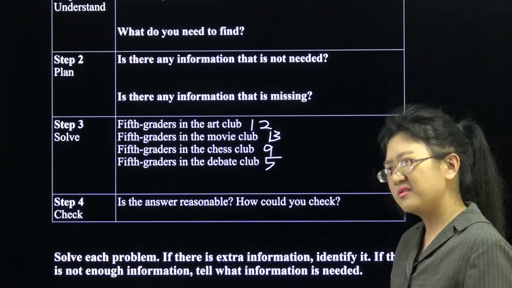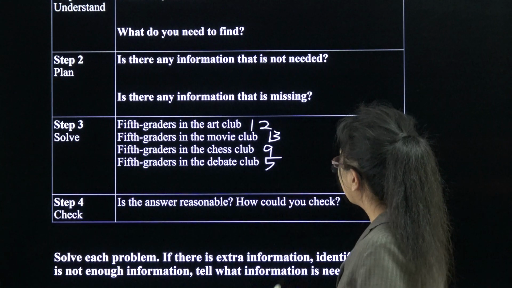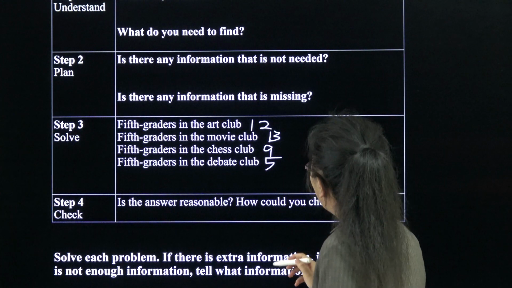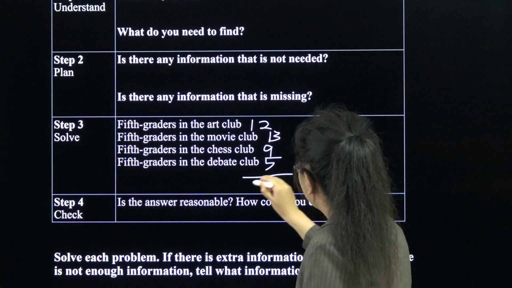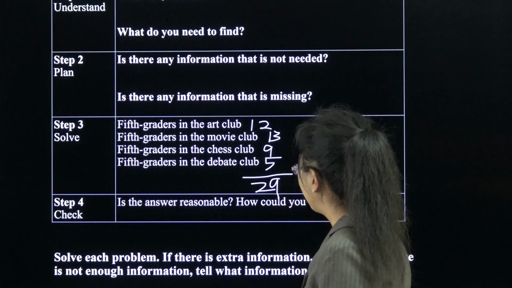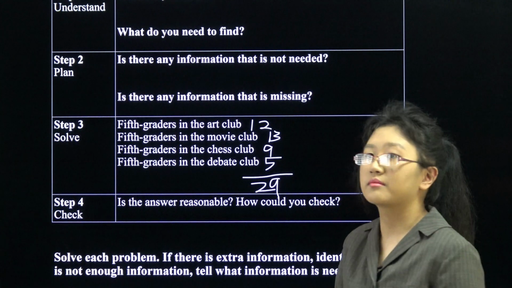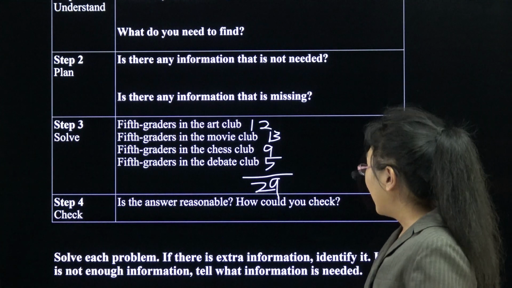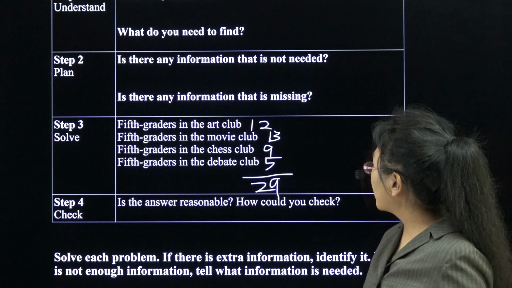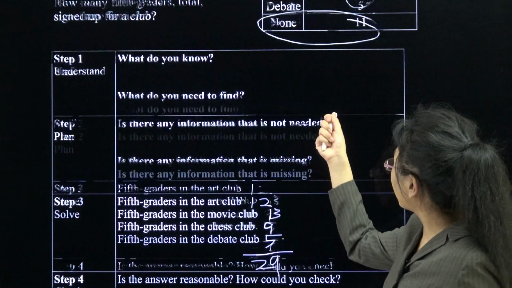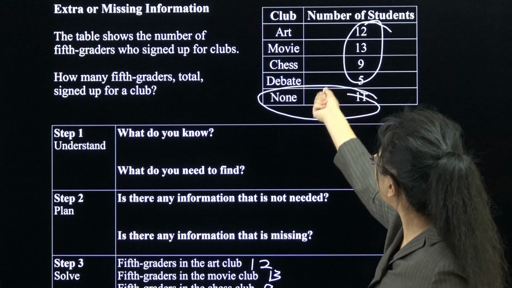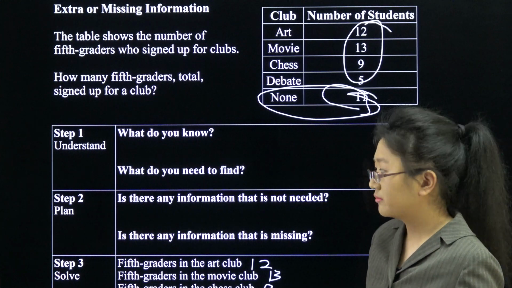Is it gone now? So we add these up, and we get 29. So 29 kids joined a club. Is the answer reasonable? I mean, yeah. How could we check? Well, we could add up all the numbers in the table and then subtract the people that didn't join a club at all, ever.